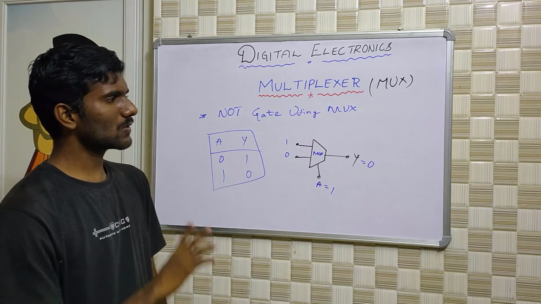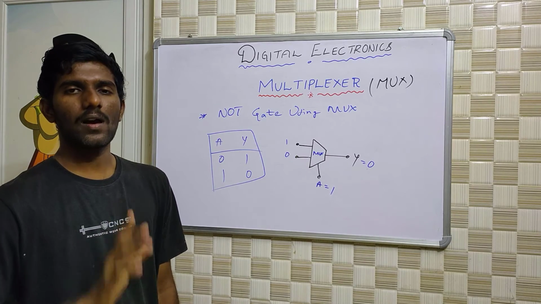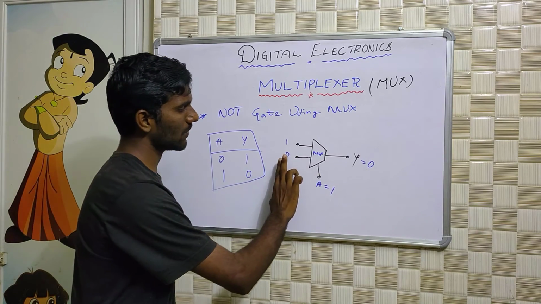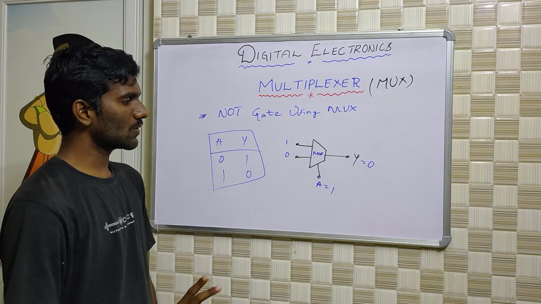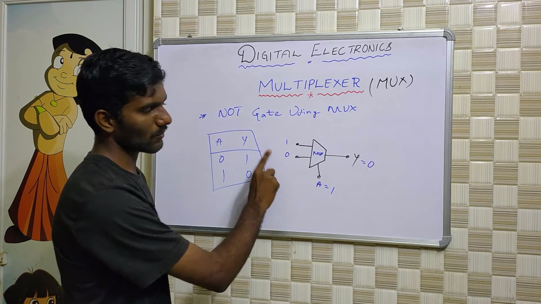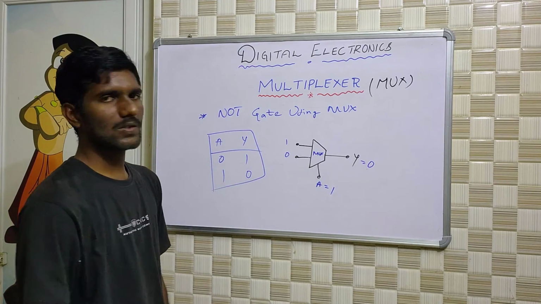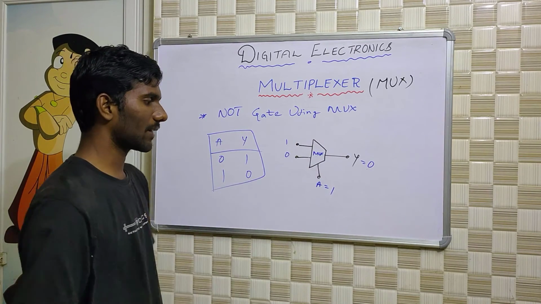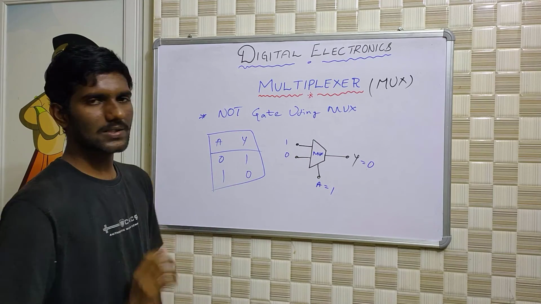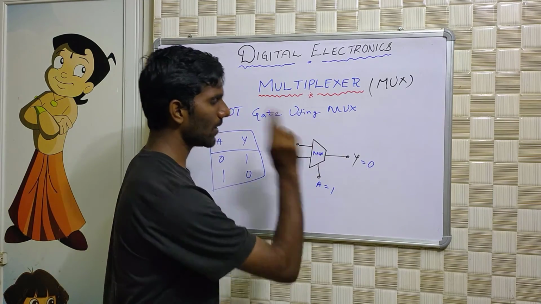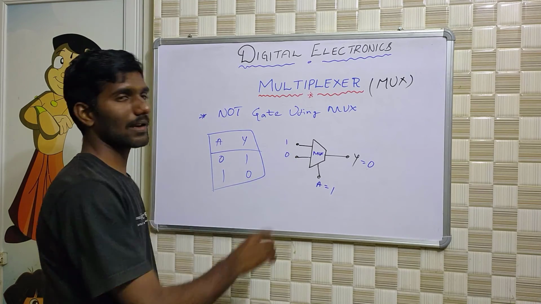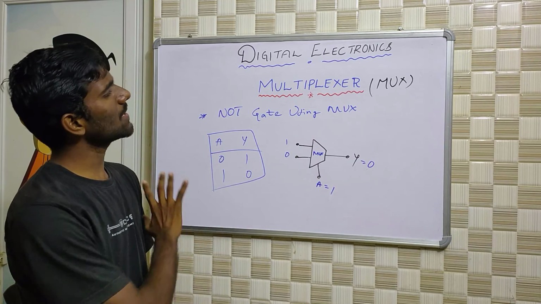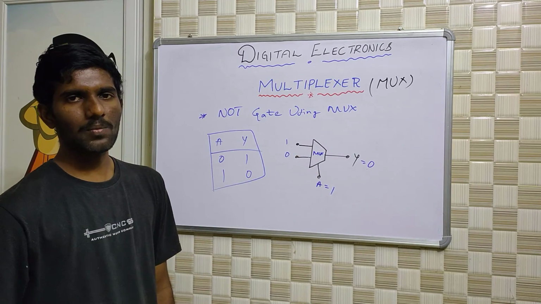So multiplexer doesn't do any computation or arithmetic operations. It will just transfer one of the inputs to the output. So there will be 2 power n inputs, where n is the number of selector lines, and we have only one output line. So one of the input lines goes to the output by using the select lines. So the multiplexer is also called a many to one circuit, data selector circuit, or universal logic circuit. So this is a brief introduction about multiplexer.